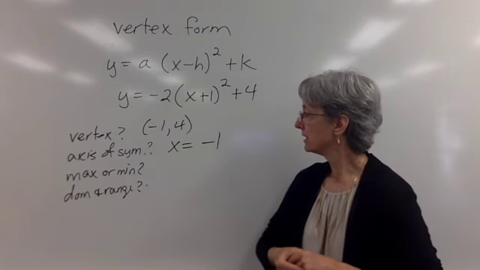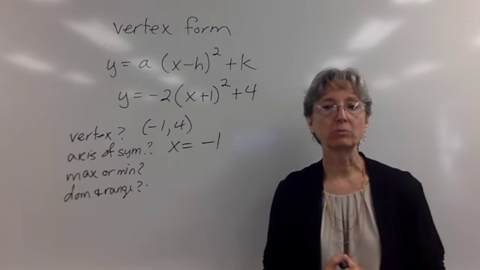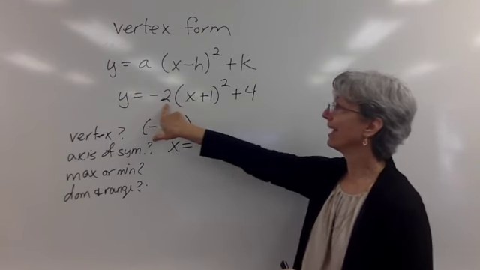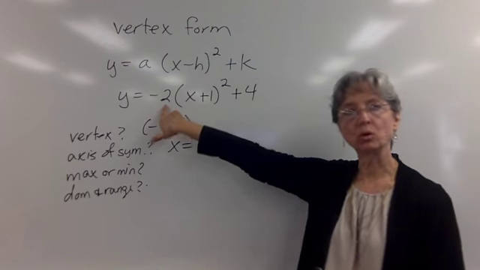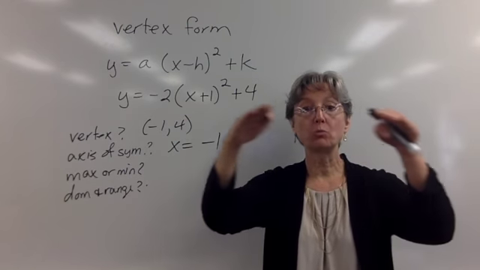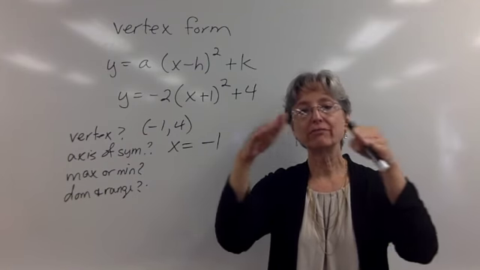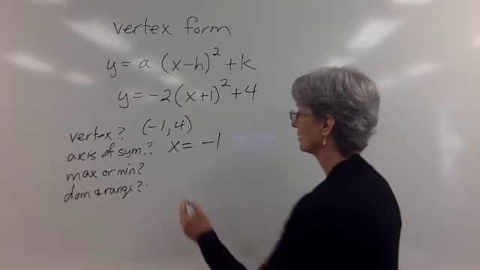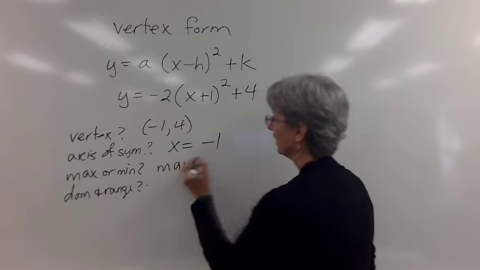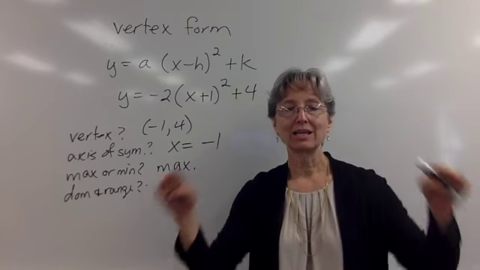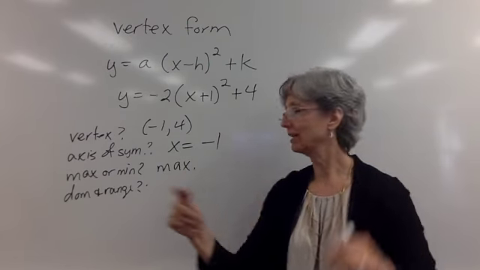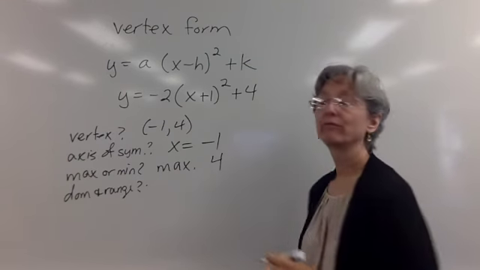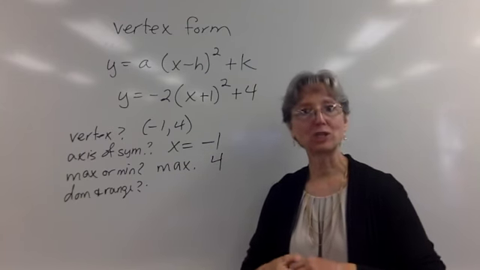Okay, now, does this parabola have a maximum or a minimum? So now we look at the A portion of our equation, and notice this is -2. That means this parabola opens downward. And if it opens downward, it has a maximum. So we're going to write maximum. What is that maximum? The highest that parabola will ever get is the y of our vertex. The maximum is 4. Do you see how this works?